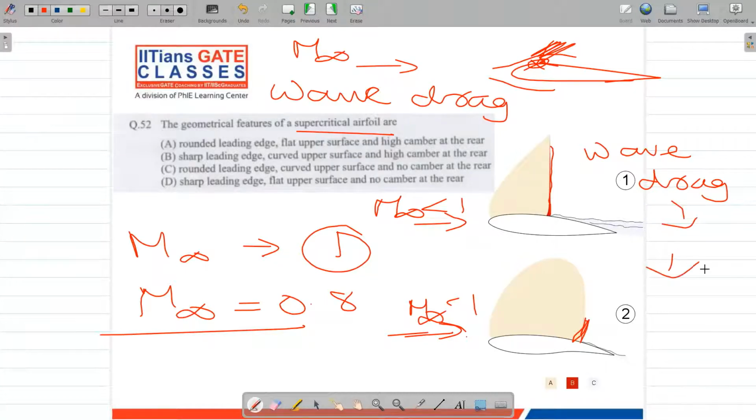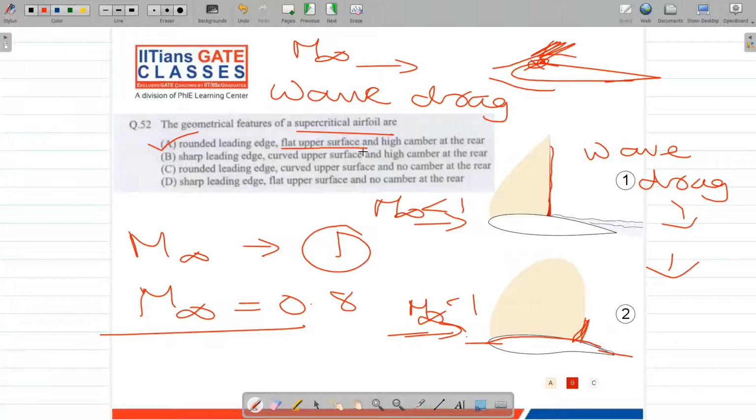Wave drag is still much lesser. So to create such geometric features, one thing we definitely need is to prevent very much acceleration happening on top of my airfoil, right? So for that, we use almost a flat upper surface. The geometric features of a supercritical airfoil are nothing but a round leading edge, flat upper surface, and high camber at the rear. So this is basically option A.